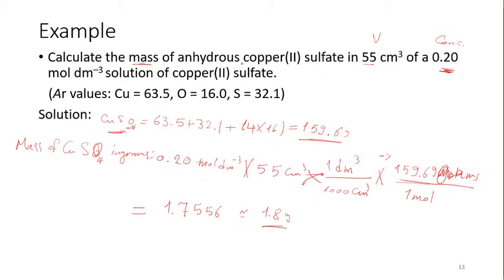So again, if I need to calculate the mass, first I need to use the information I have, which is the concentration and the volume, to give me the number of moles. And from the number of moles, I can convert it into grams by multiplying by the molar mass of copper sulfate.